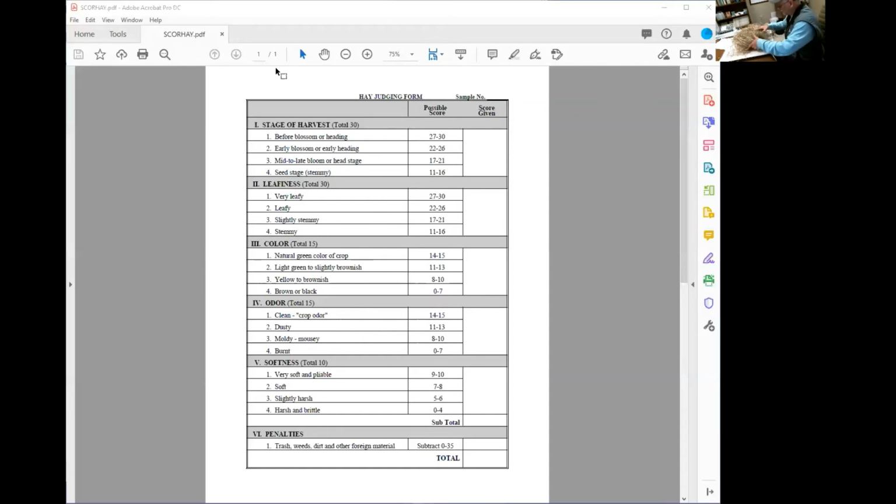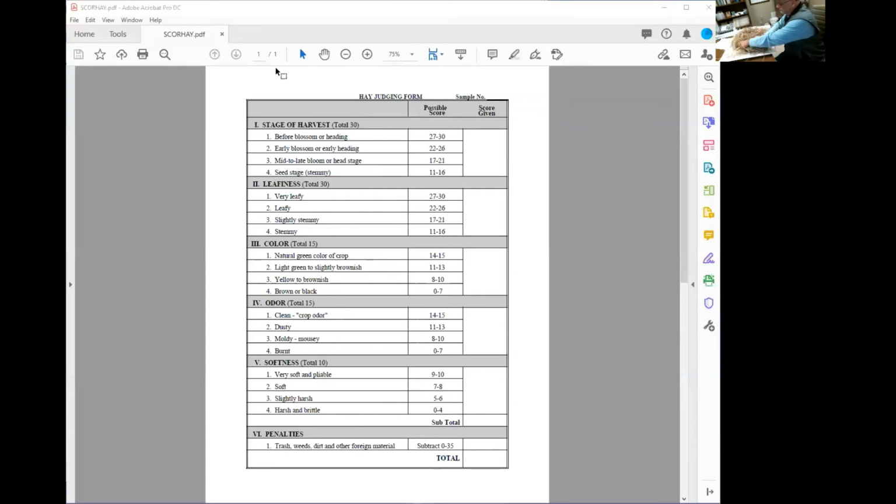From an odor standpoint, there's one way to get odor, and you just have to smell it. And this one just has a hint of a kind of dusty, slightly moldy smell. So I would probably score this one an 11 on the odor.